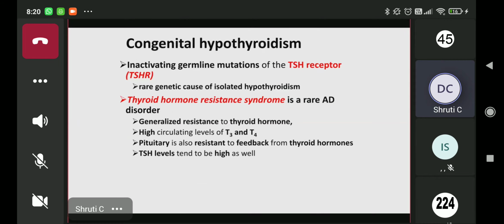And fourthly, there could be, which is rare, a mutation in the TSH receptor also. And fifthly, thyroid hormone resistance syndrome. What happens in this? It is an autosomal dominant disorder, and in this, there is a generalized resistance to the thyroid hormone. The thyroid hormone is not able to act, and this also leads to hypothyroidism. And in this case, the pituitary is also resistant to the feedback from thyroid hormones.